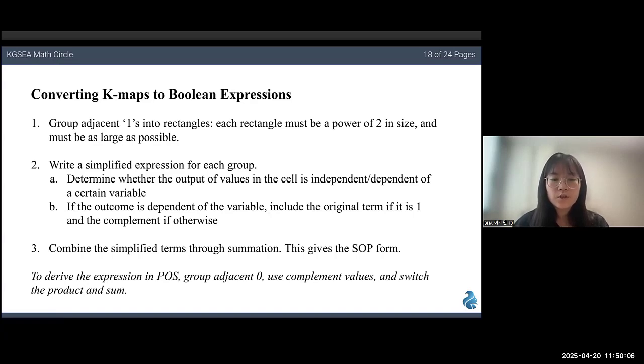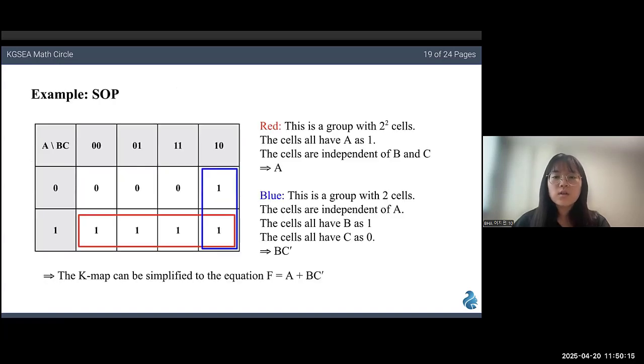And to derive the expression in POS, we could instead group the adjacent zeros, use complement values, and switch the product and sum. So we'll look at one example for this. So we have the example of the K-map, the 3-variable K-map that we used above.